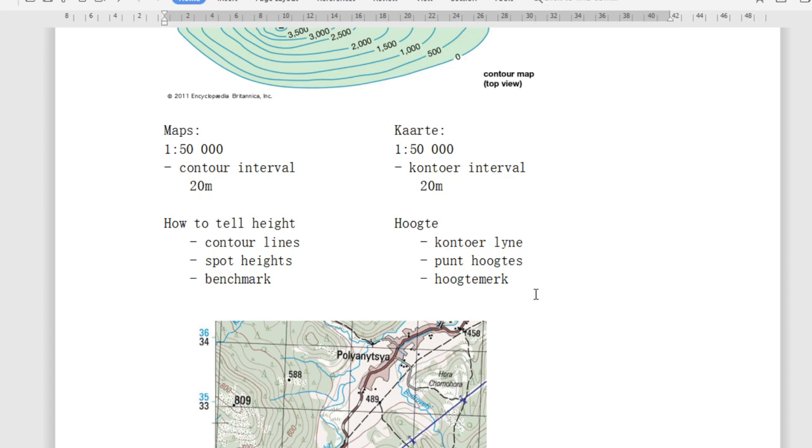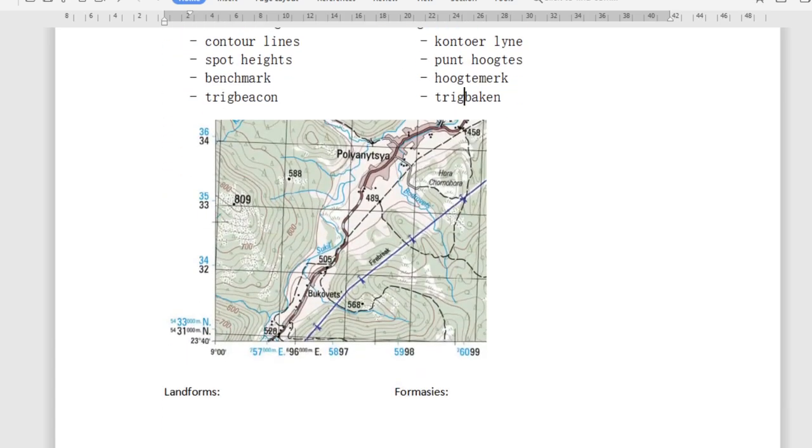Then we also get a trig beacon. Okay, a trig beacon, I also don't see one on this example that I've got here. A trig beacon, so dis 'n trigonometriese baken. Ek kan net sê dis 'n trig baken is a little triangle. So it's a little triangle and then it's got a number and a height.